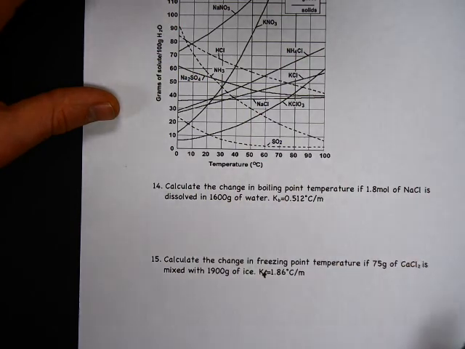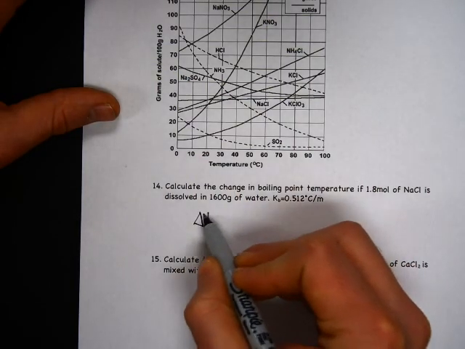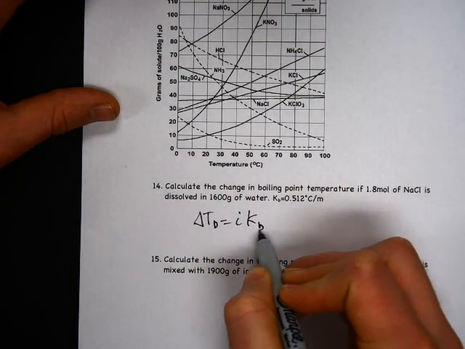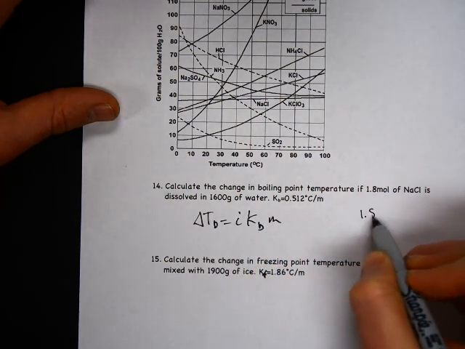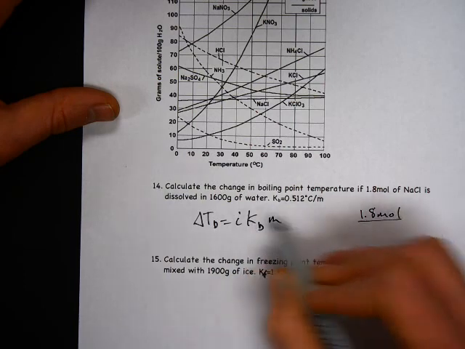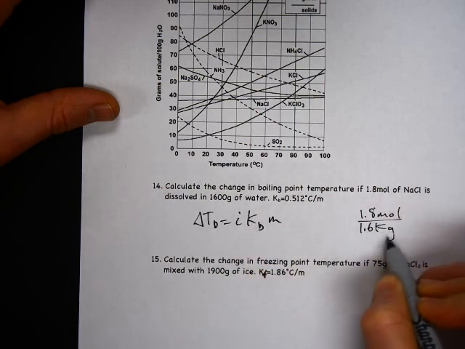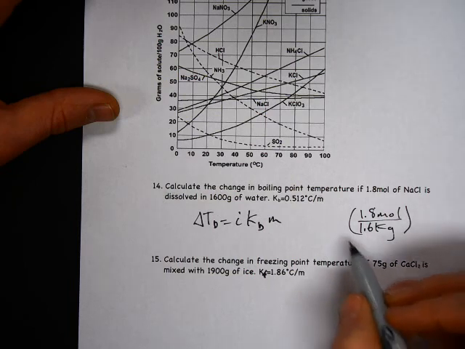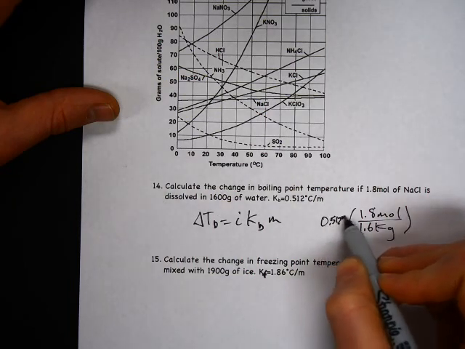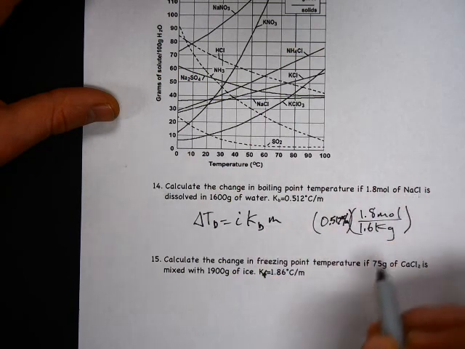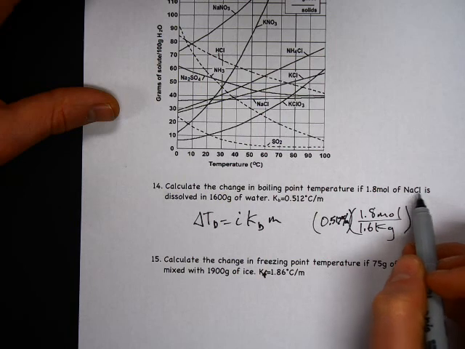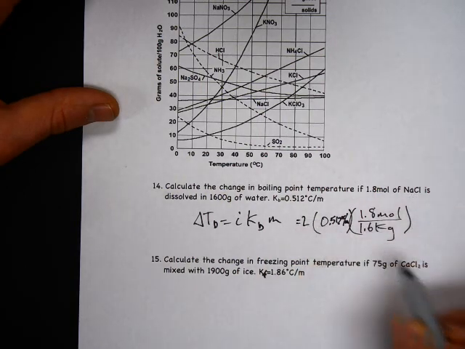So number 14, it says calculate the change in boiling point temperature if 1.8 moles of sodium chloride is dissolved in 1600 grams of water. So saying delta Tb is equal to i Kb m, which is moles of solute per kilogram of solvent. I'll start filling stuff in. I have 1.8 moles of solute, 1600 grams or 1.6 kilograms of solvent. Kb is 0.512 degrees C per mole. And I have 2 atoms in sodium chloride, 1 sodium, 1 chlorine, to give me an i of 2.